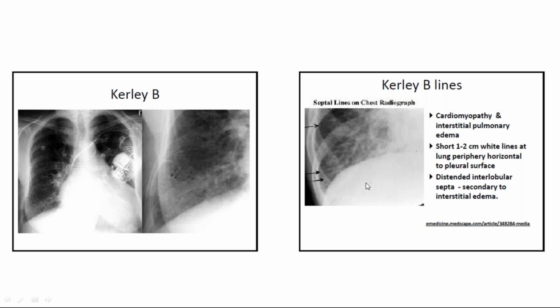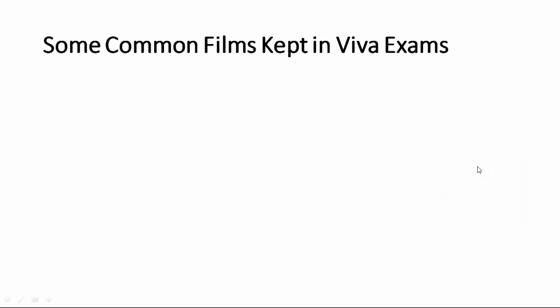Kerley B lines, you see the small streaks, very, very difficult to make out. They say it is in adults, not in pediatrics at least. In case of left ventricular failure, these are the horizontal lines in the lowermost part of the costophrenic angle. They are called Kerley B lines, because of pulmonary edema, in heart failure cases.